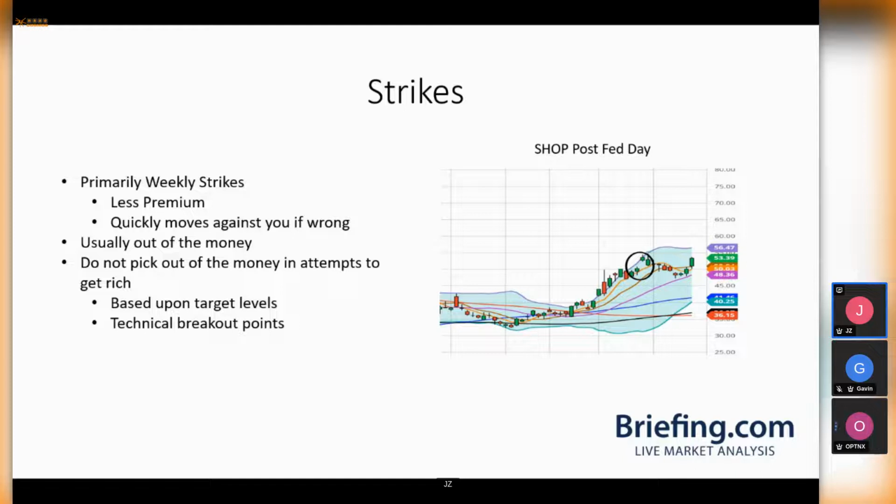It doesn't always happen, but if you look there, Shopify gapped up and I think it hit 55, 56. So, talking conservatively, maybe you go with the 53. And if you're right, it gives you the opportunity to trim or exit or roll up to the 55 or the 56. So that's kind of my thought process on how I would pick the strikes.